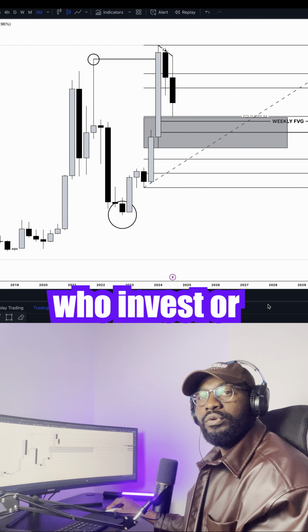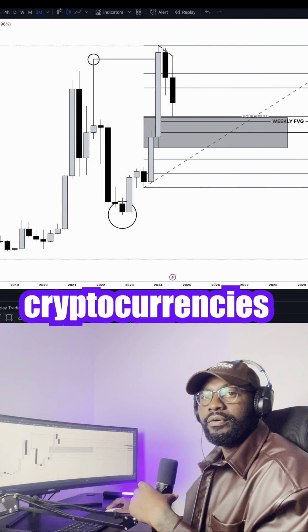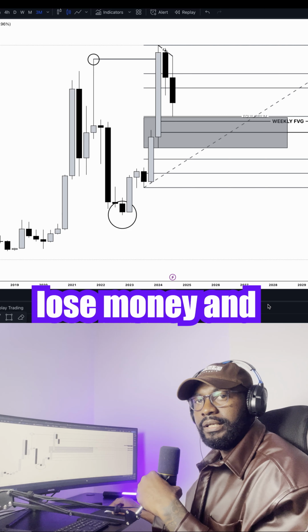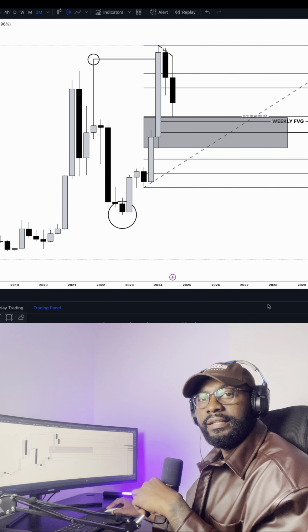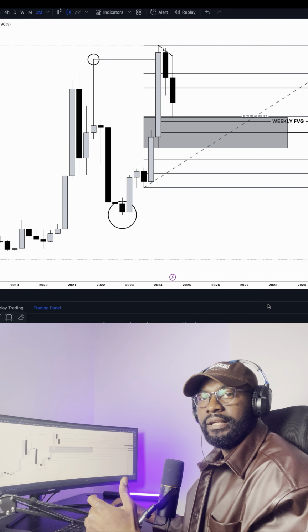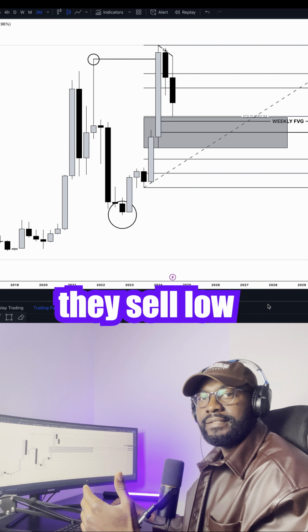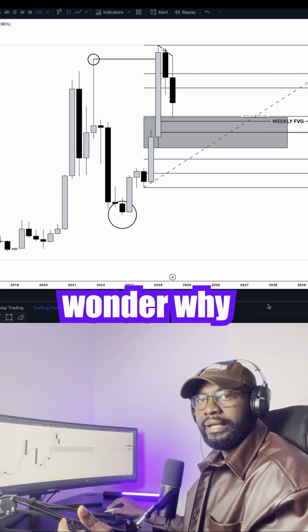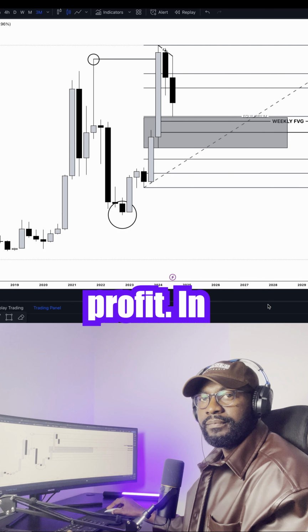Most people who invest or trade cryptocurrencies lose money. And the reason why they lose money is because they do things the opposite way. They buy high, they sell low, and they wonder why they don't make any profit.